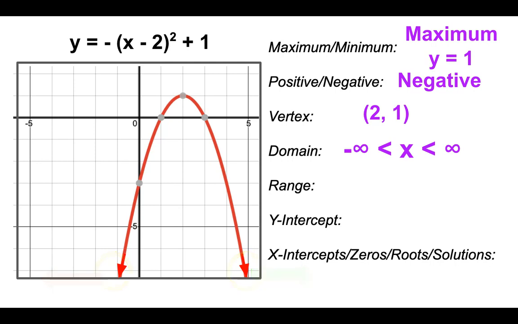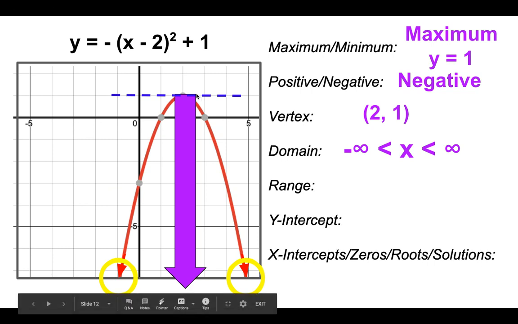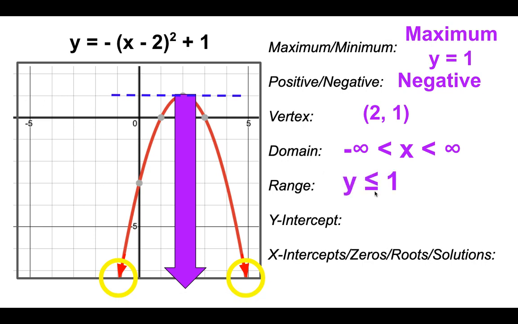For our range, we see we have a maximum. It starts at the maximum and goes all the way down forever and ever. So it starts at 1 and goes all the way down. So we have y is less than or equal to 1. We have that equal to because it's a closed dot. Y is less than or equal to 1.